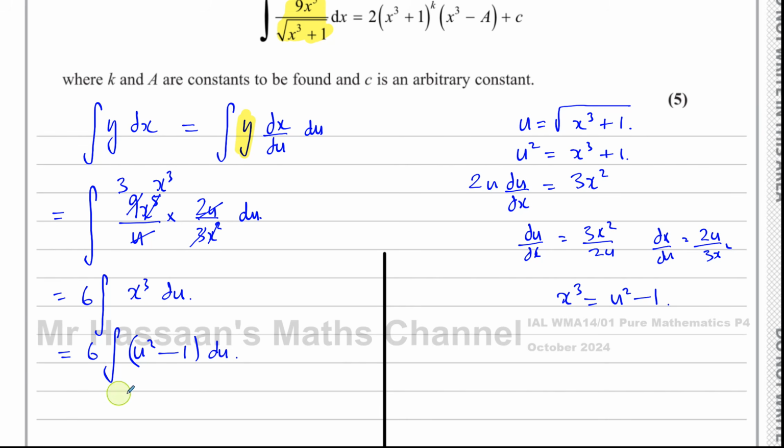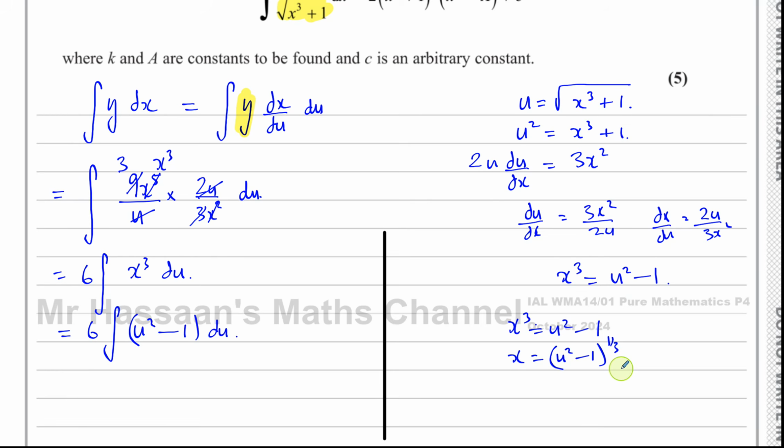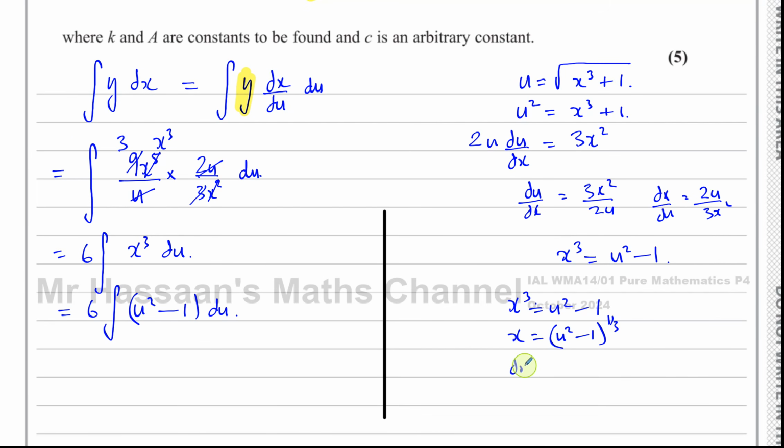So supposing you wanted to end up with the same thing, but you wanted to do it in a slightly different way. At this stage, you could have said x cubed is equal to u squared minus 1, as we've done there. So x is equal to u squared minus 1 to the power of a third. So dx du would be basically a third times u squared minus 1 to the power of minus 2/3. And then that would be dx du.